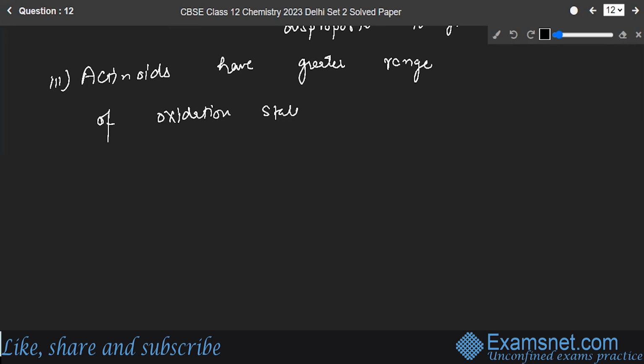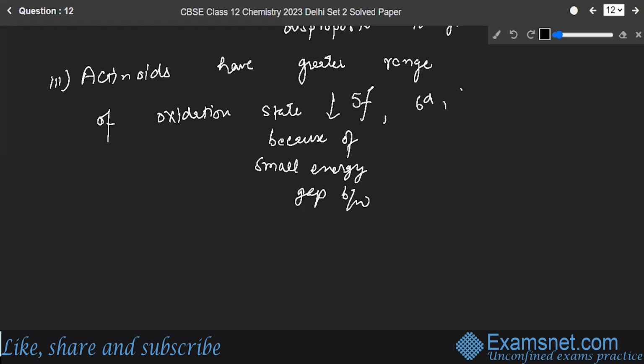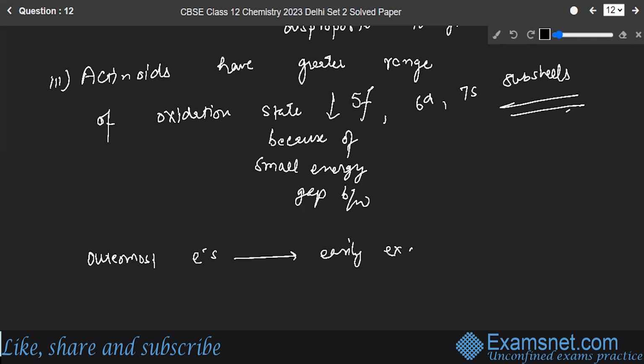Actinoids have a greater range of oxidation states because of the very small energy gap between 5f, 6d and 7s subshells. Thus, the outermost electrons get easily excited to higher levels, giving variable oxidation states. Hope you're clear with this one also.